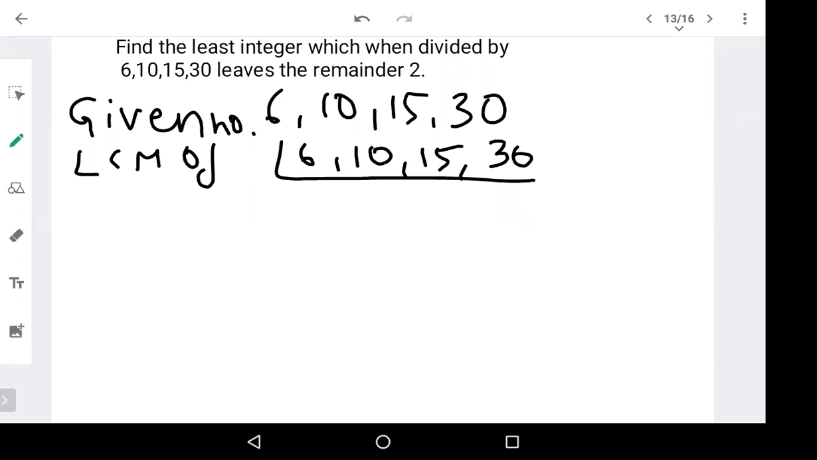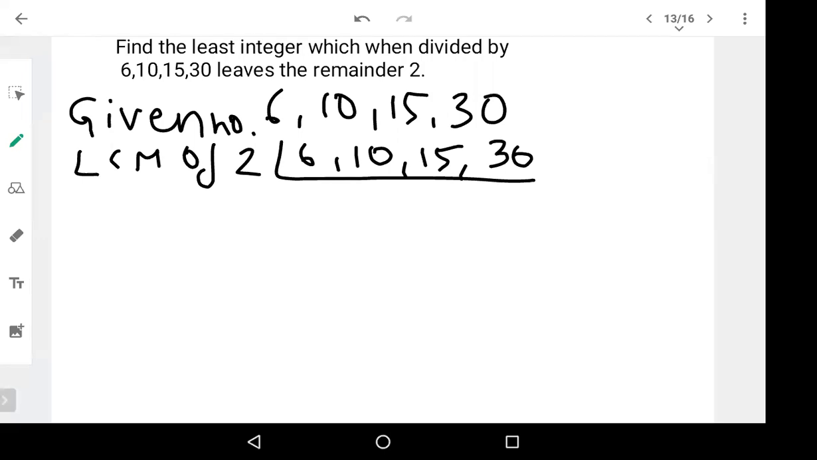Now can you all find the LCM? Given numbers are 6, 10, 15 and 30. Now find out the LCM using the division method because it is easier and time saving. Okay, so we will start finding the LCM. Which number should I start with? I'll go with 2.